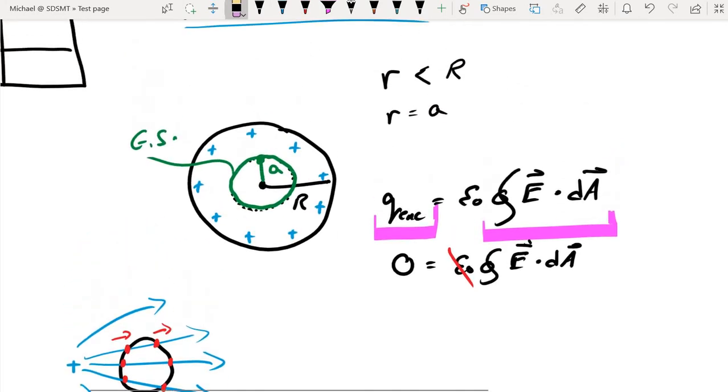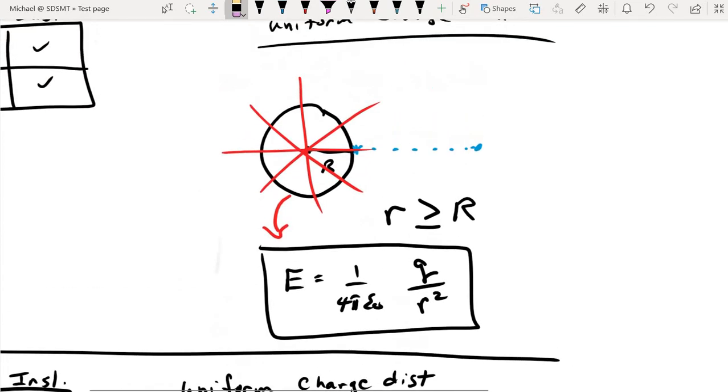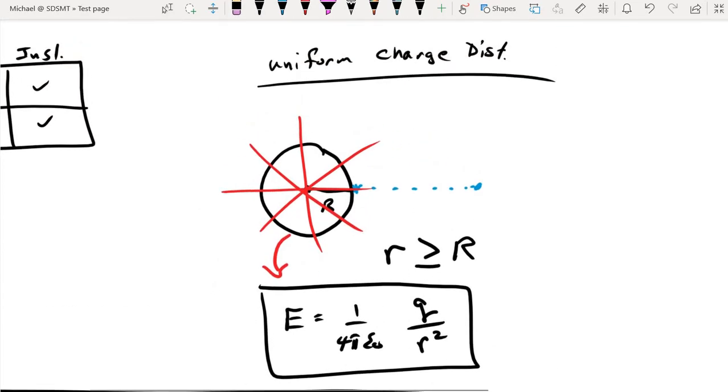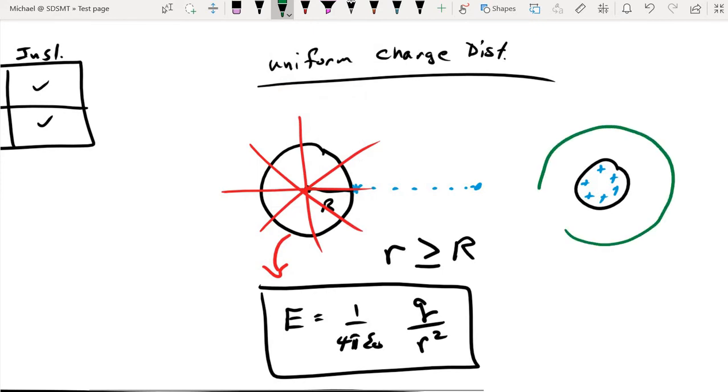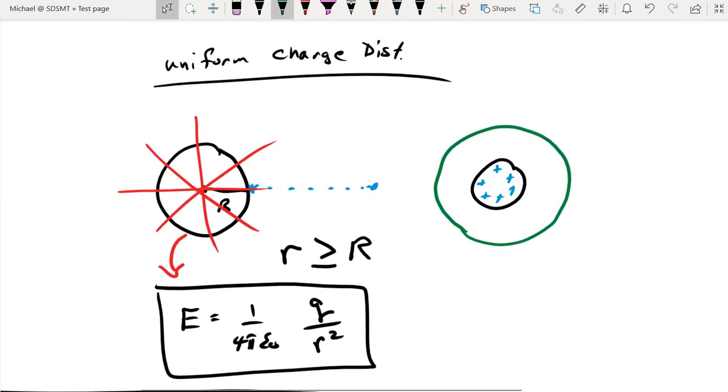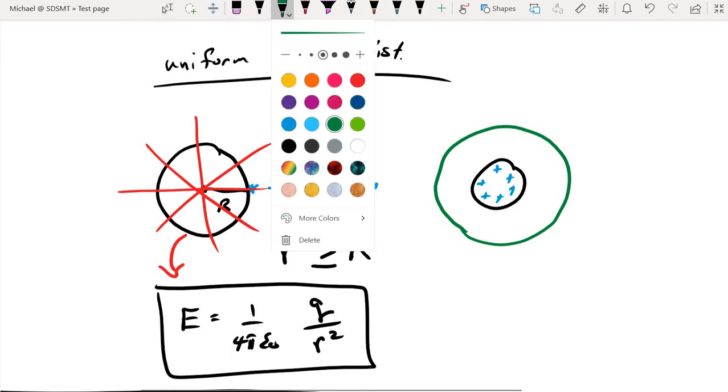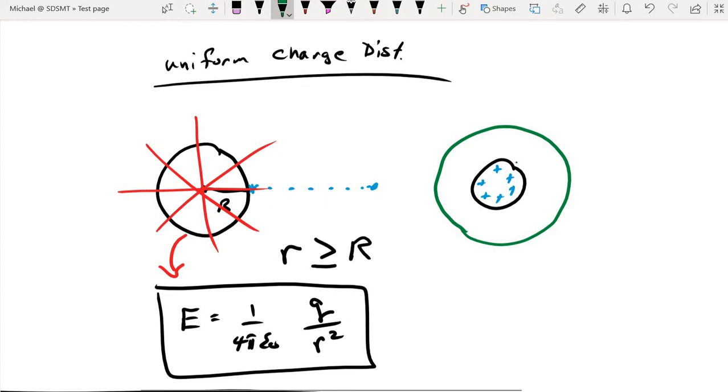Now the reason that we did not get zero flux in some of the previous examples, so when we had the charged sphere of any kind of material, it didn't matter. If we put our Gaussian container outside of that sphere, well, now we're containing charge.